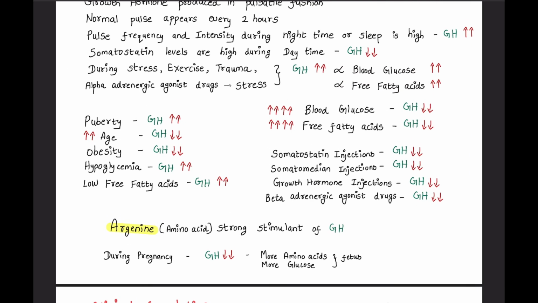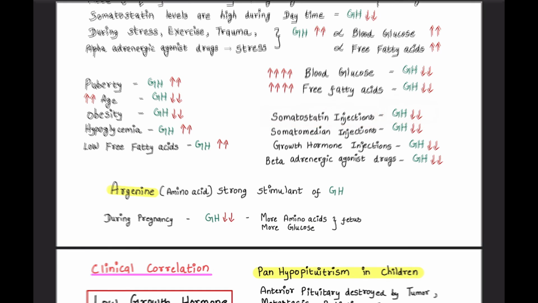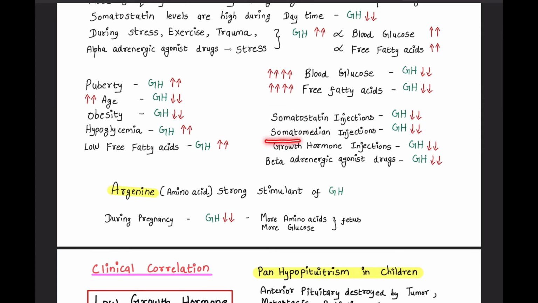So if you have somatostatin injections, what is the normal function of somatostatin? It is inhibition of growth hormone synthesis and release. If you have a disturbance in somatostatin and you have excess growth hormone level in your body, and you take somatostatin injection externally, your growth hormone levels will decrease. What if you take somatomedin injections?